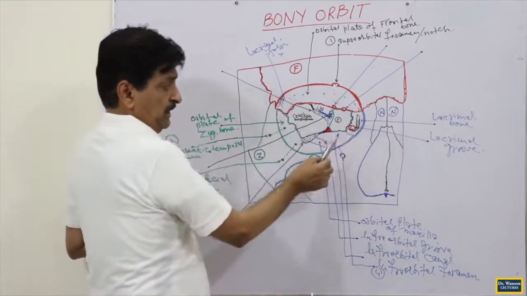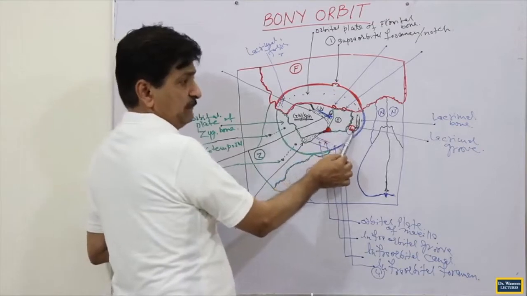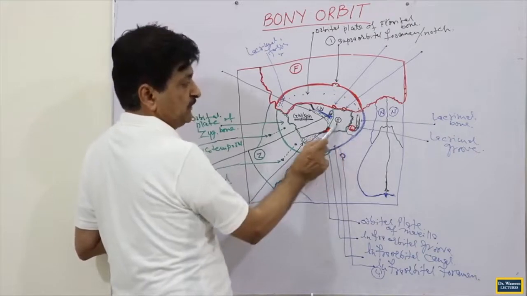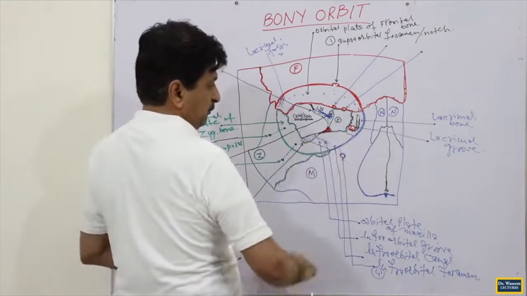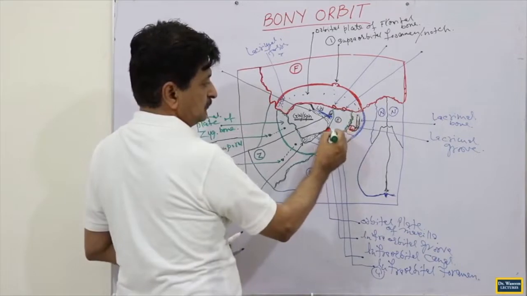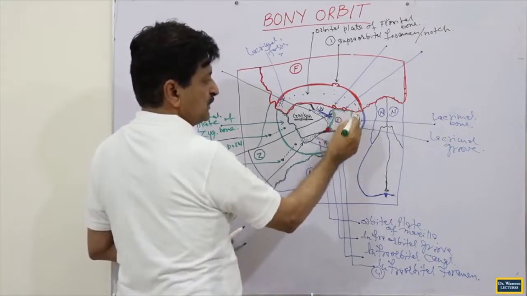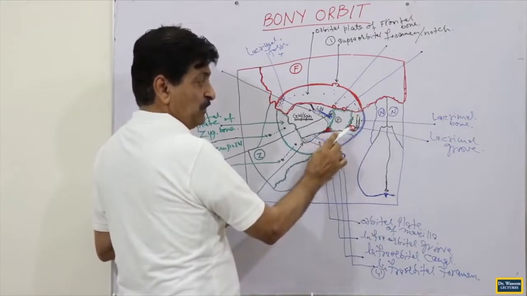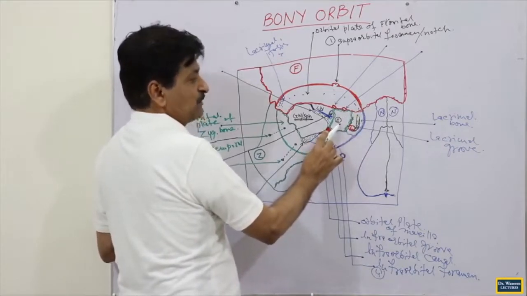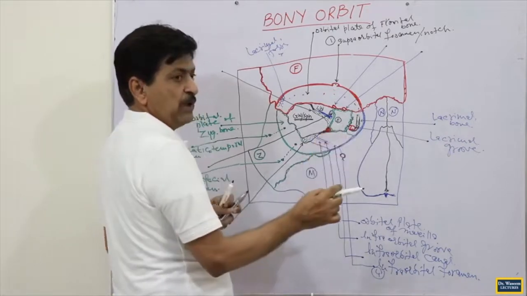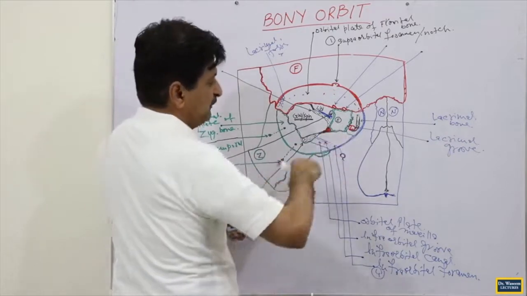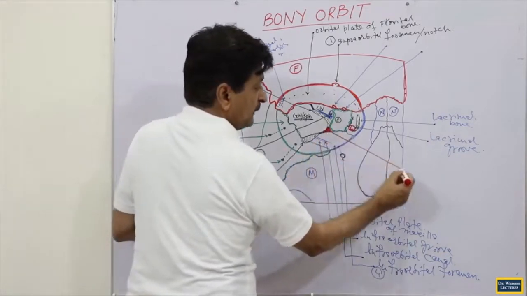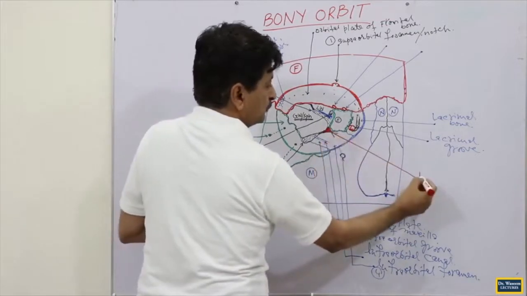Come back again to the medial wall. In the medial wall, I told you 30% is formed by the lacrimal bone. The remaining, more than 65%, is formed by this green bone, that is called the ethmoid bone. So who will form the remaining 5%? 5% will be this red color which I have shown you. This you should not ignore. This bone is called the palatine bone.